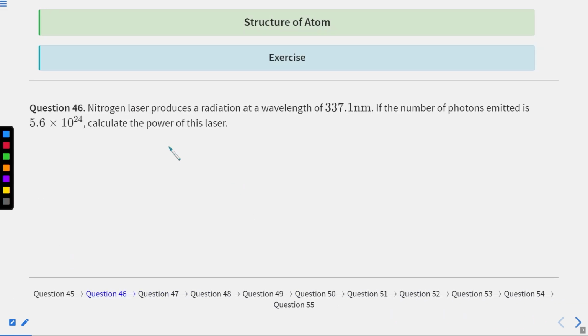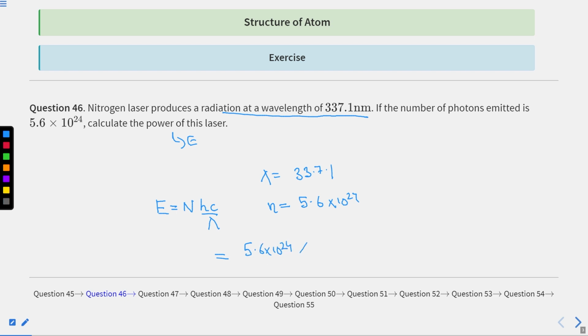Next is: a nitrogen laser produces radiation at a wavelength of this much. So the wavelength is given, and the number of photons is given, 5.6 into 10 to the power 24. We have to calculate the power. Power means energy. Now if you remember the formula of energy, it is E = N hc by lambda, where N is the number of photons, h is Planck's constant, c is the speed of light, and lambda is the wavelength. So we will plug in these values here.